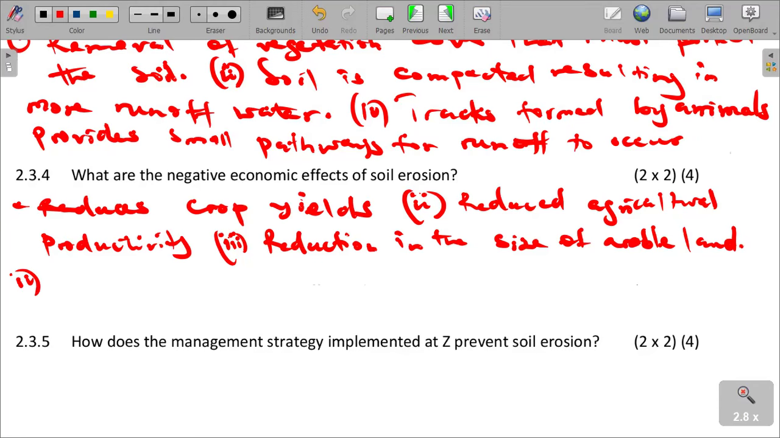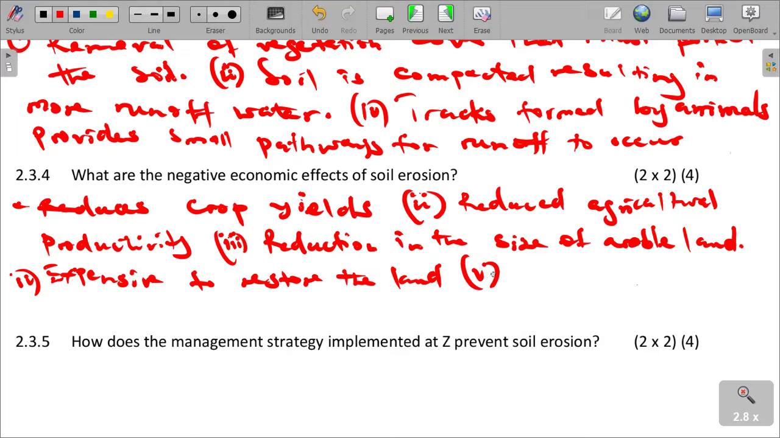And then we have expensive restoration measures. It's expensive to restore the land, which cost could have been used for other developmental purposes. Expensive to restore the land is another disadvantage.